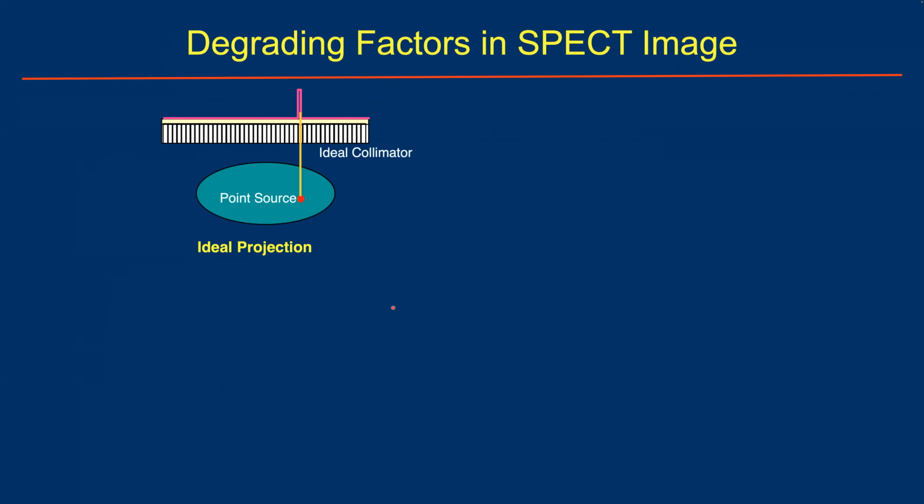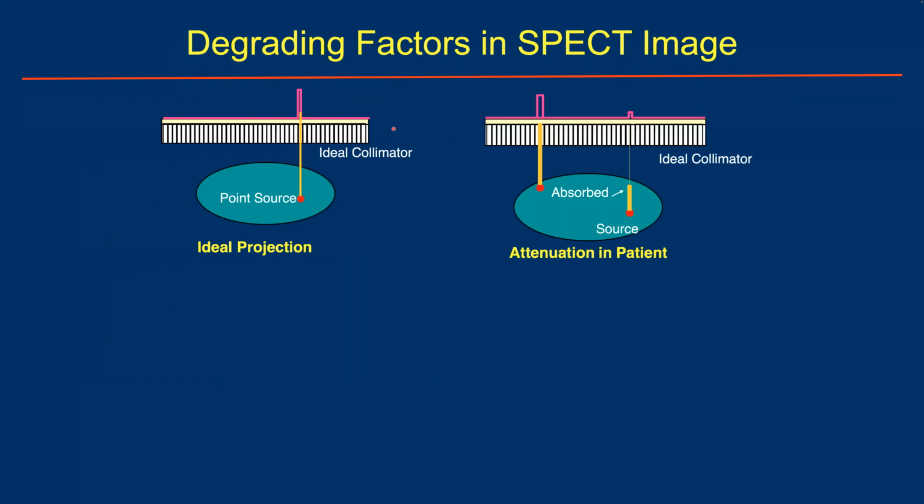Ideally, when we have a point source in the object, we would generate a delta function with an ideal collimator. However, because the photon, when passing through the human body, will interact with the body, it can be absorbed or scattered, which will reduce the intensity of the signal we can measure as compared to the ideal case. This is more severe for a source deep inside the object because the path is longer and there is more attenuation. This is called the attenuation effect.